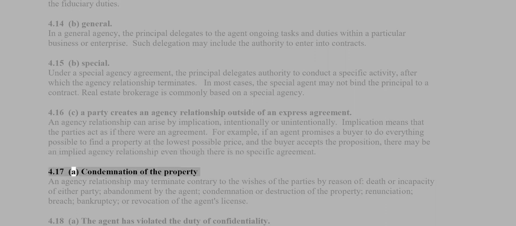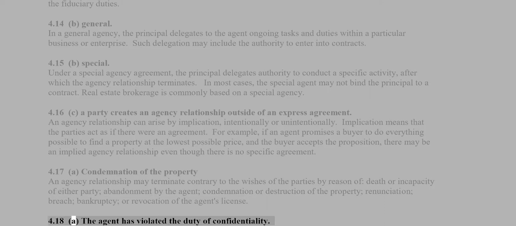4.17 a. Condemnation of the property. An agency relationship may terminate contrary to the wishes of the parties by reason of death or incapacity of either party, abandonment by the agent, condemnation or destruction of the property, renunciation, breach, bankruptcy, or revocation of the agent's license.